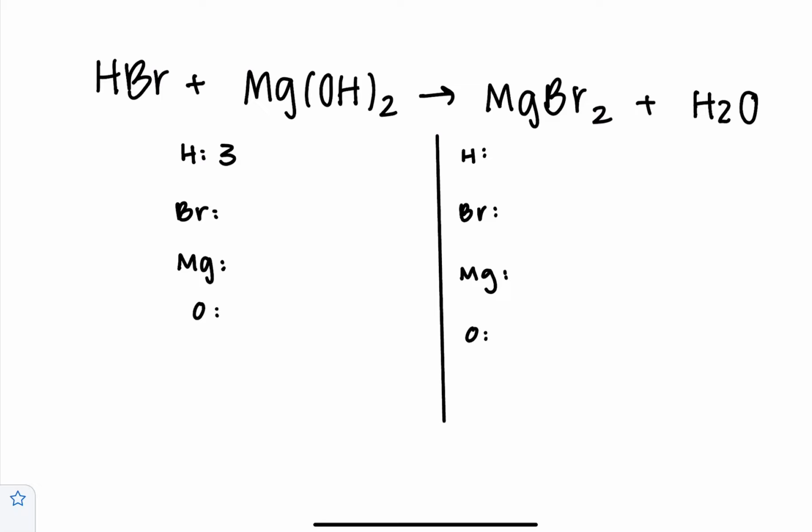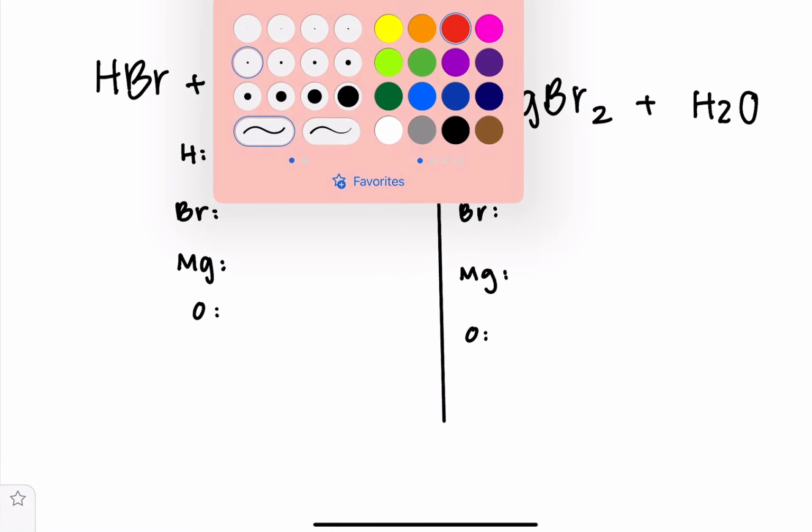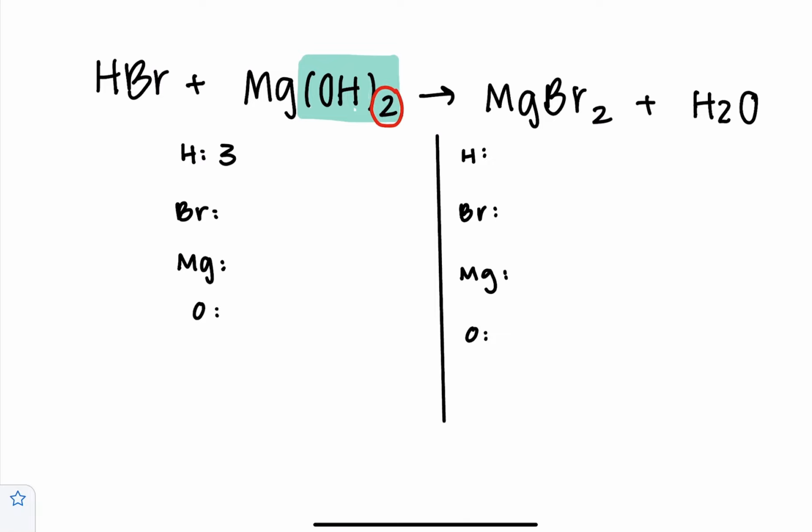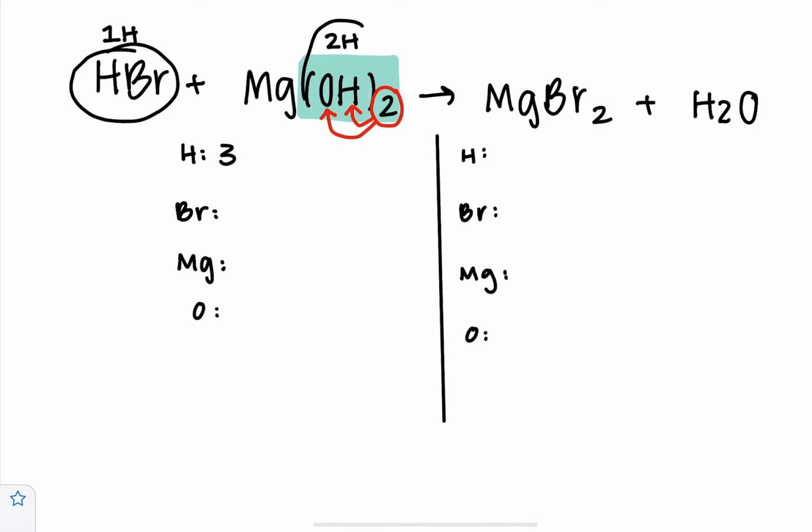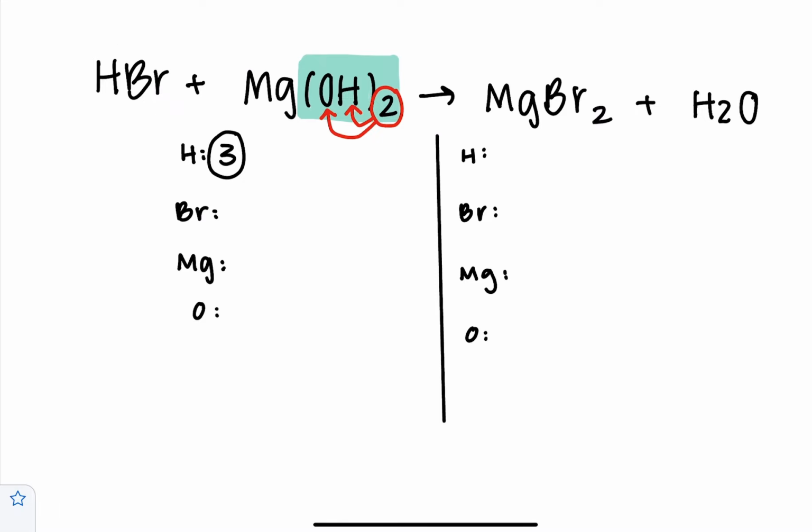And let me explain this a little bit more. If you look at this OH in parentheses with a 2 outside of it, all this is saying is that we have this subscript 2 on this O and H together. So this 2 is being multiplied to this O and this H that are in the parentheses. So if we have one H here in this HBr and two H's here in this OH, that means in total we have three H's on the left side, okay? So I'm going to erase these now, and hopefully that makes sense.